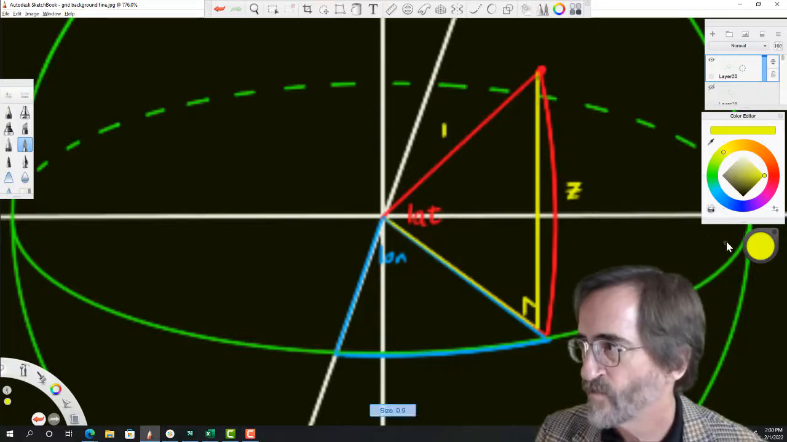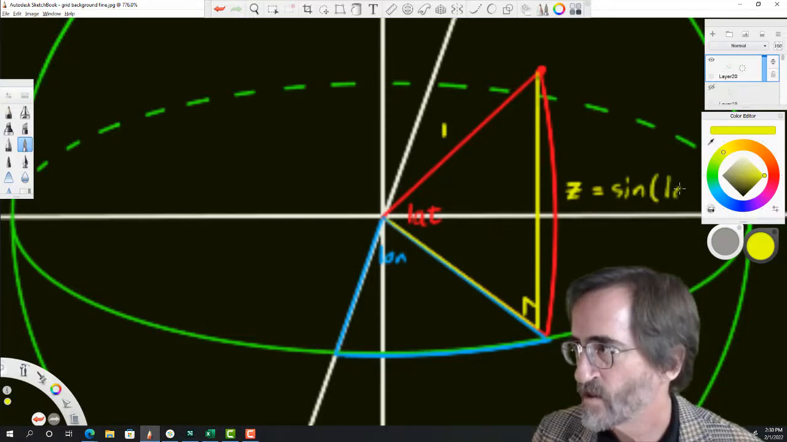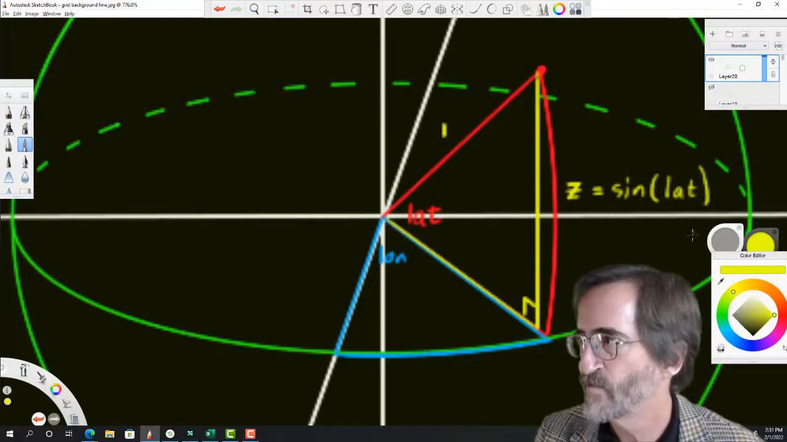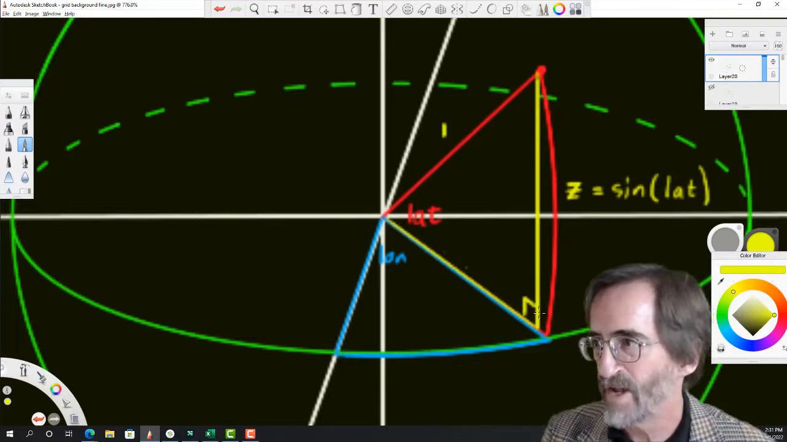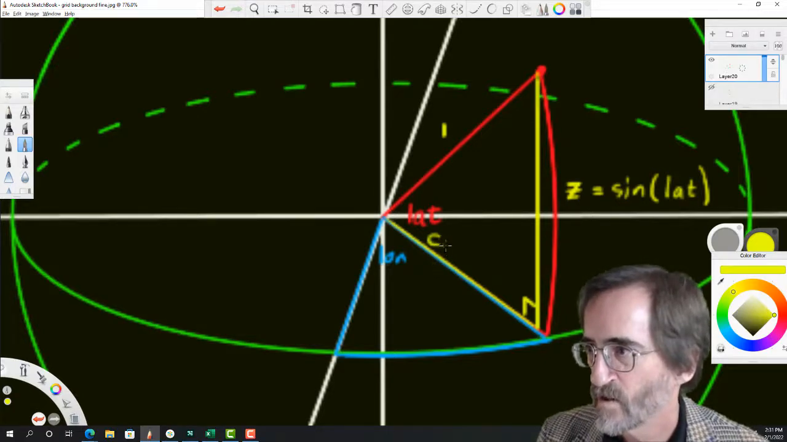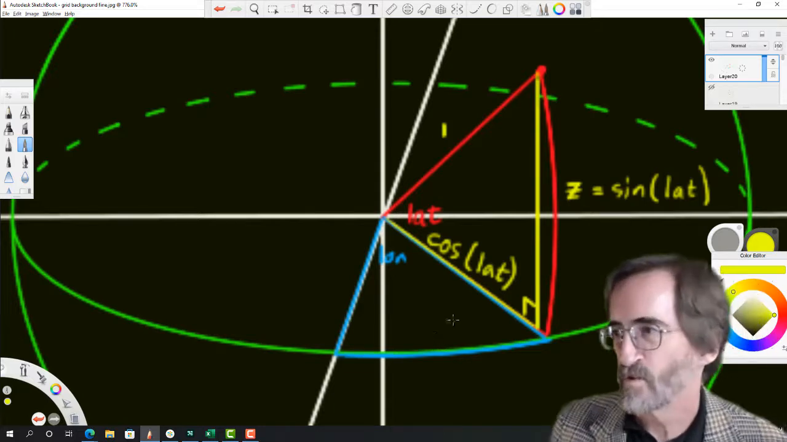Z equals sine of the latitude. Sine of the latitude. Okay? And the base of our triangle is cosine of latitude. So let me write it at an angle. Cosine of latitude. Okay? All right, so let's go on here.